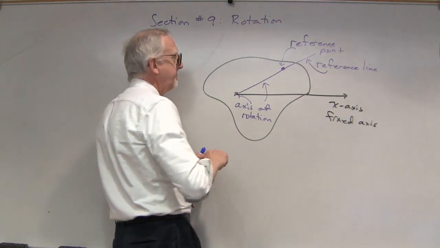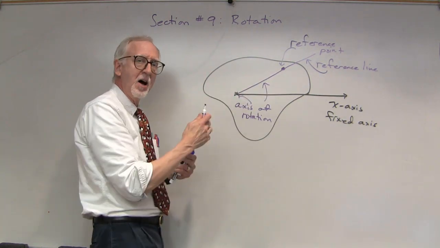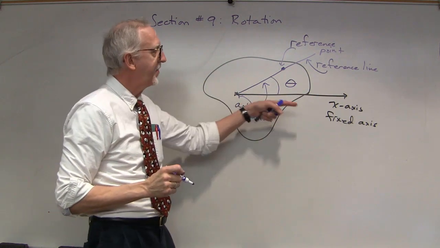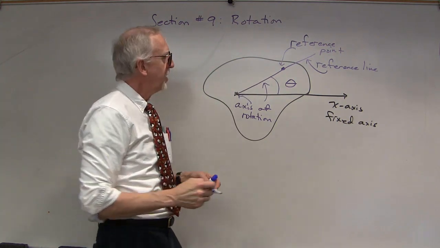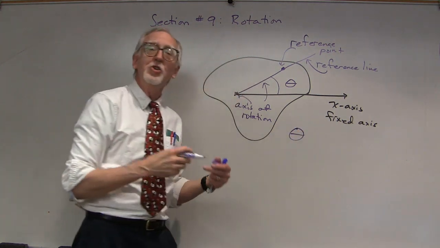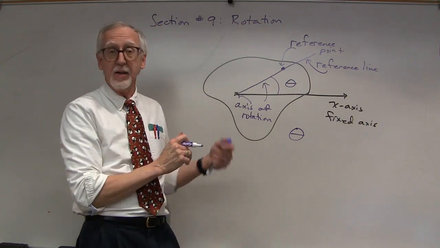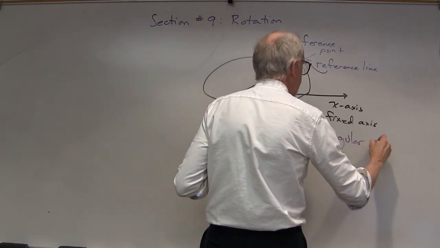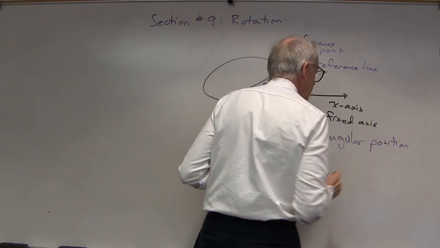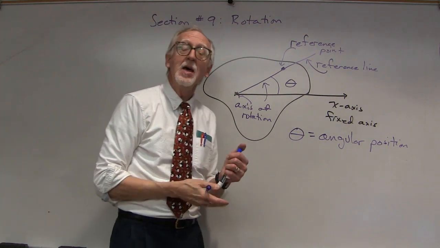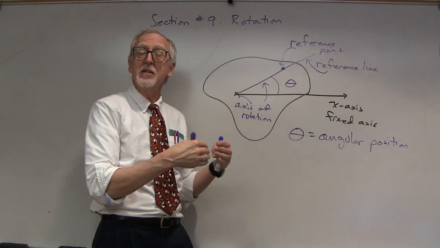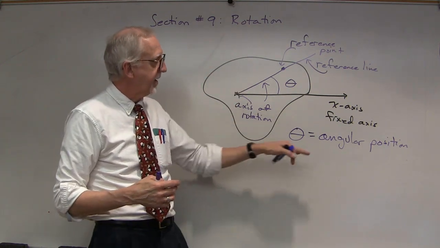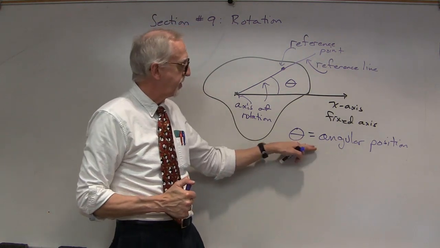We will then define the position of our object by stating what is the angle between our fixed axis and the reference line. So we'll use theta to tell us where the object is, what's its orientation. This we will refer to as the angular position. Remember when we were talking about one-dimensional motion, the x value told us the position in one-dimensional motion. Well, when something is rotating, we'll talk about the angular position, theta.